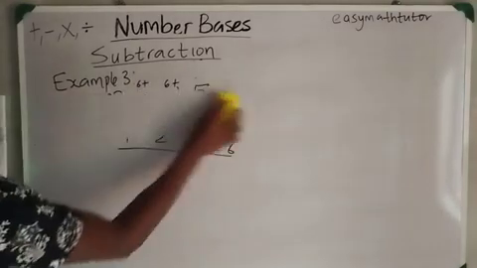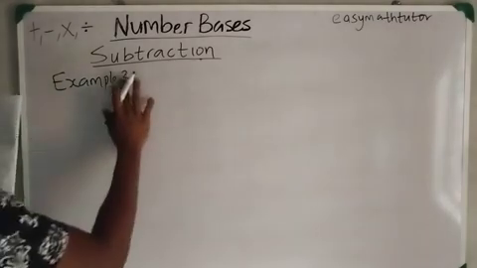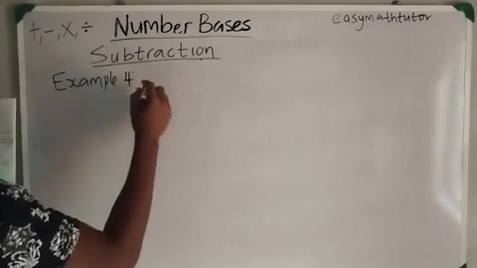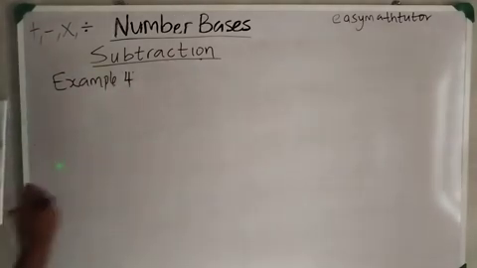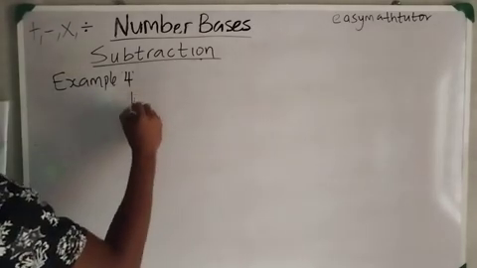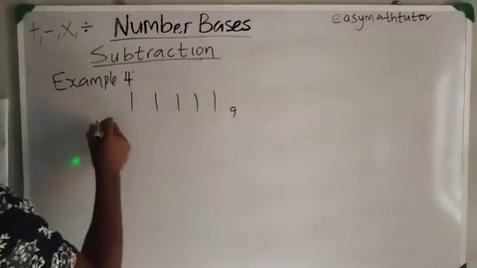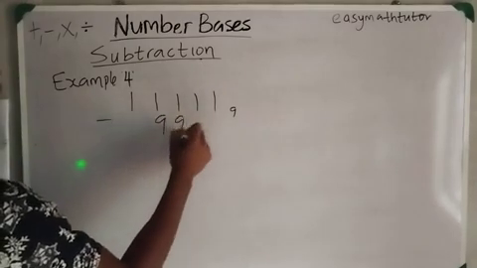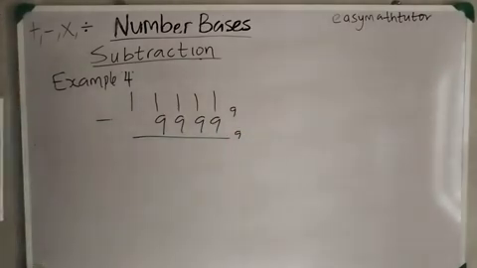Let's solve another example. Let's say we have base 9 to work on this time around. Look at this question. It looks a bit tricky, but if you understand what we'll be saying, you can solve it. 11111 in base 9 minus 9999 also in base 9. Now, this is going to involve a lot of borrowing, as you can already predict.